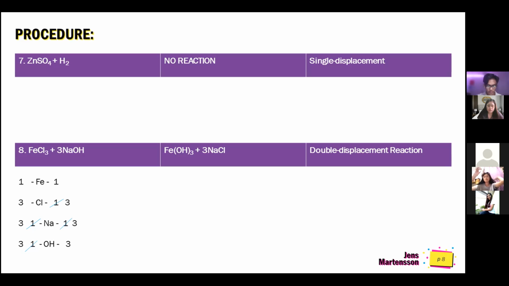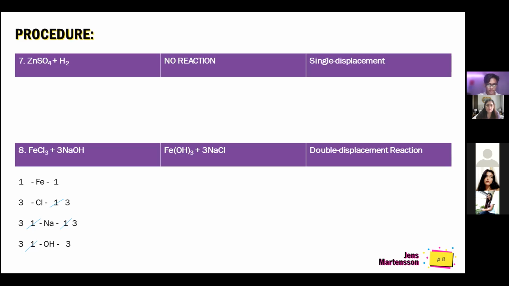After that, we can already do the balancing. The Fe has already one atom on both sides. So equal na sila. In Cl, it has 3 atoms on the reactant side, while the product side has 1 atom. So we will add 3 in NaCl to balance the Cl. And since Na has 3 atoms on the product side and 1 atom on the reactant side, we will add 3 again in the NaOH. Then OH has already 3 atoms on both sides. Therefore, we already achieved the balanced chemical equation. So we have FeCl3 plus 3NaOH yields FeOH3 plus 3NaCl.